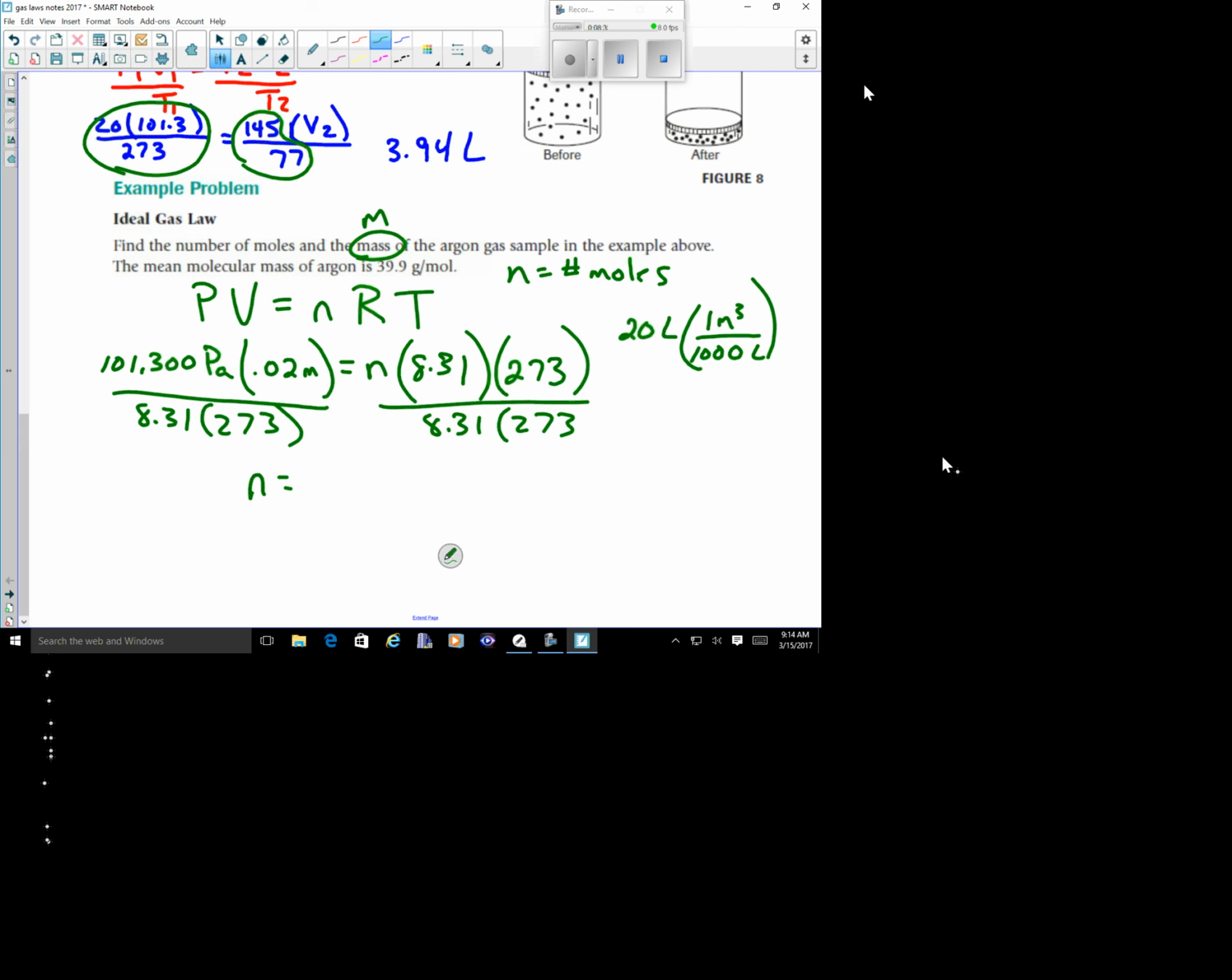If you look up here in the problem, it says that each mole weighs 39.9 grams. So therefore, I'll put that in there. You multiply it all out, and you end up getting 35.6 grams for the total amount of argon gas we have. Hope that helps.